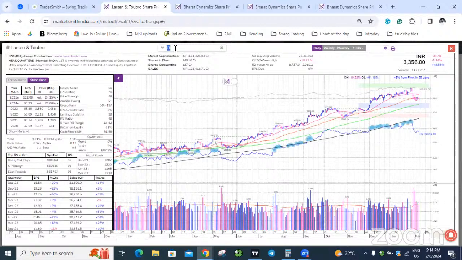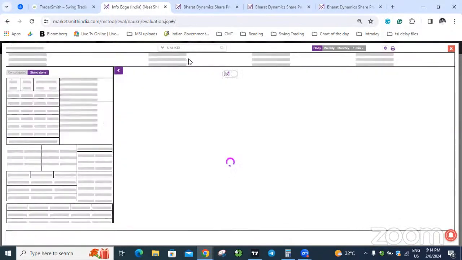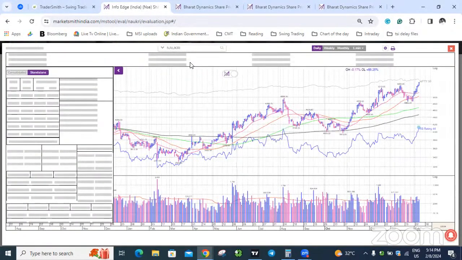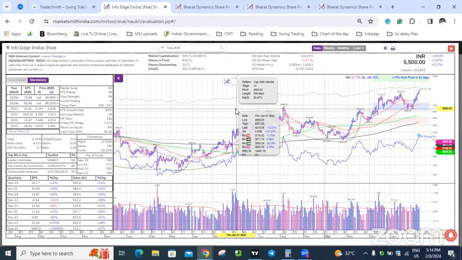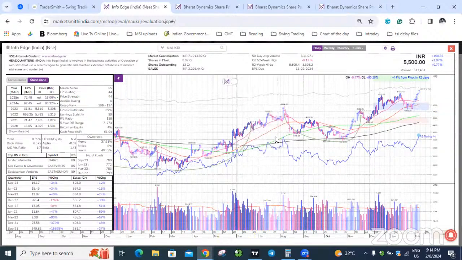Next, Naukri. If I talk about Naukri, it is in a confirmed uptrend. It is behaving strongly on all time frame charts. There is even a pivot breakout that happened on the daily chart, and the trend is positive.